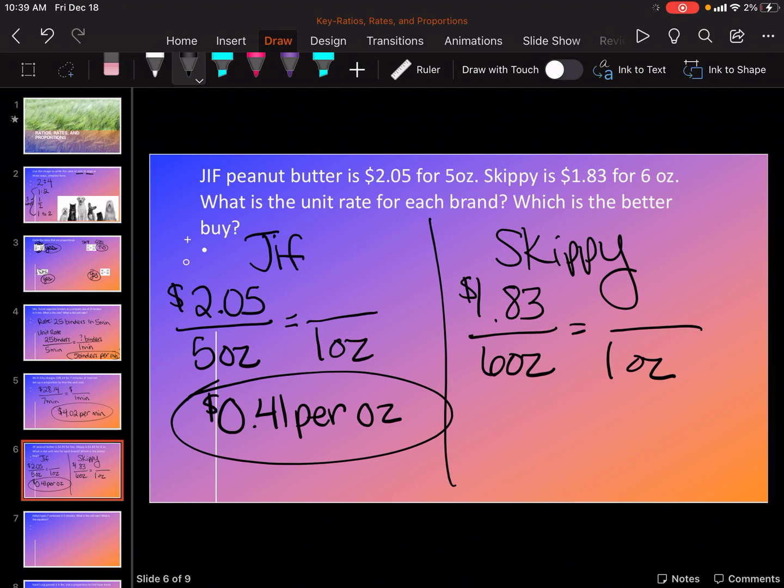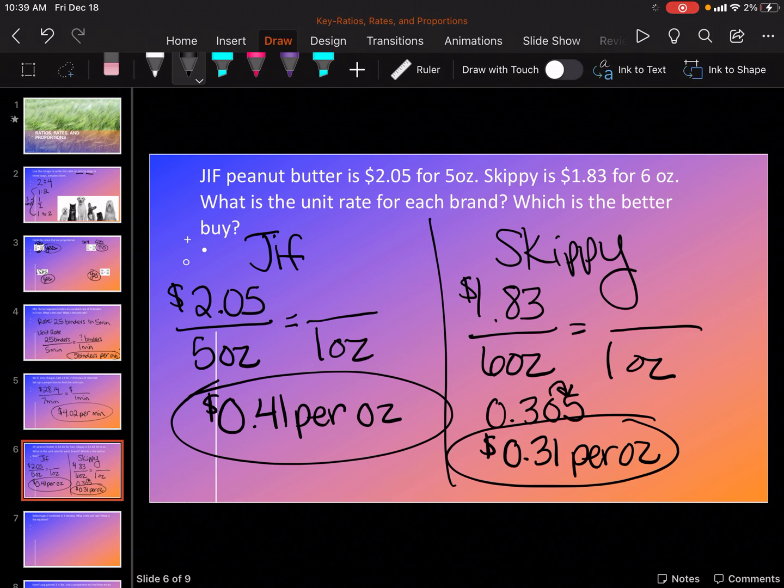Since it's money and if it goes to 3 places behind the decimal, you do need to round them. That one you didn't need to. So $1.38 times 1 divided by 6. So for example, this one, we are going to need to round. The 5 is going to tell the 0 to round up. So it's 31 cents per ounce. So which one is the better buy?